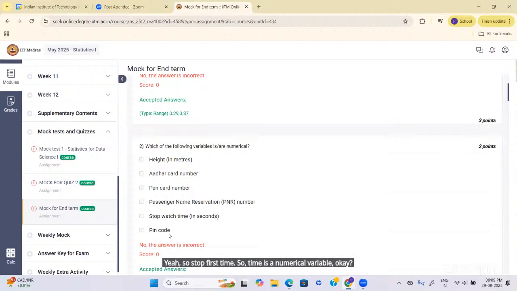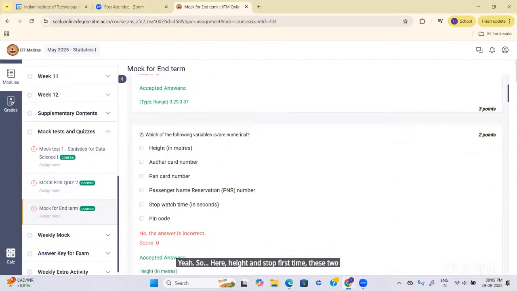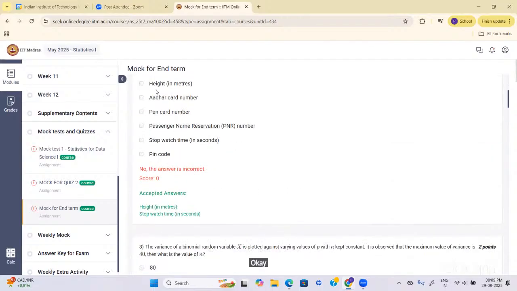Okay. Then we have PIN code. So PIN code is categorical. Yeah. So here height and stopwatch time, these two are our numerical variables. Okay. And the others are categorical variables.